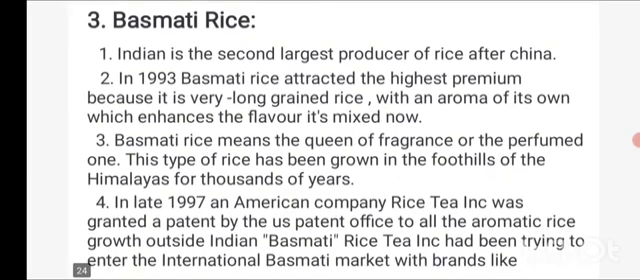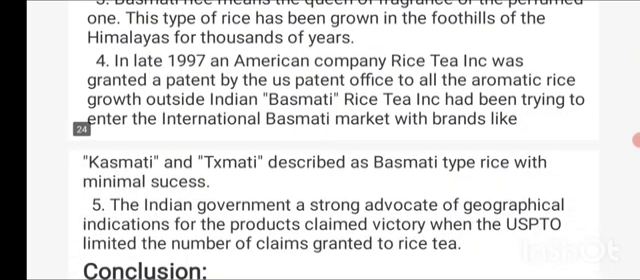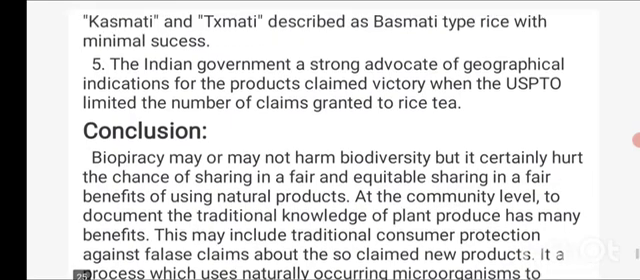Another example is basmati rice. India is the second largest producer of rice after China. In 1993, basmati rice attracted the highest premium because it is a long grain rice. In late 1997, an American company, RiceTec, was granted a patent on the aromatic rice grown inside basmati rice. Conclusion: biopiracy does harm biodiversity.